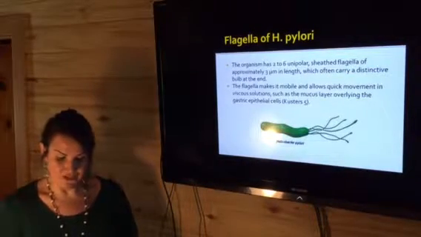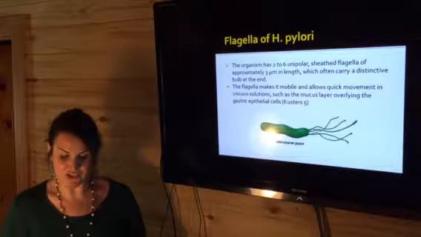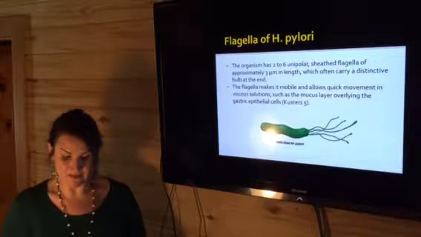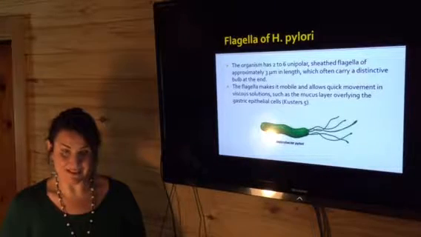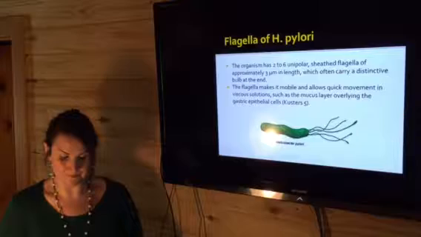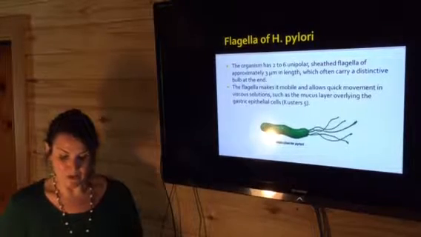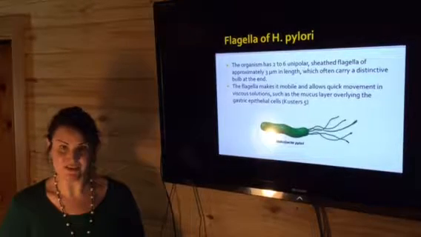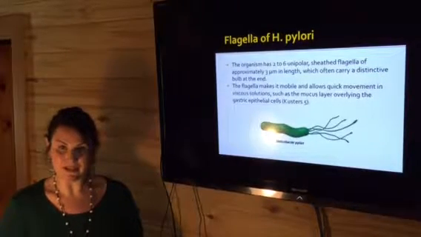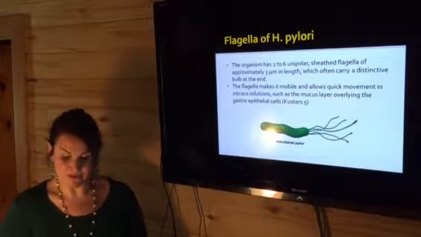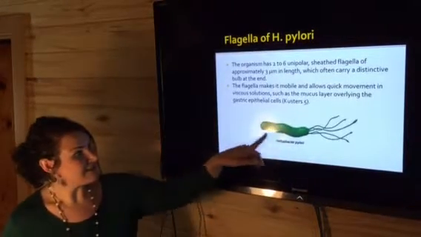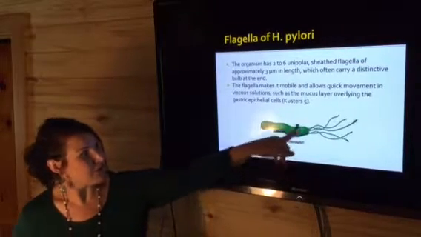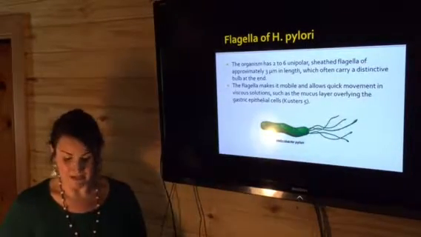The organism has 2 to 6 unipolar sheathed flagella of approximately 3 micrometers in length, which often carry a distinctive bulb at the end. The flagella make it mobile and allow quick movement in viscous solutions such as the mucus layer overlying the gastric epithelial cells. And here you can see the flagella hanging off of the Helicobacter pylori, and this is what makes it motile.